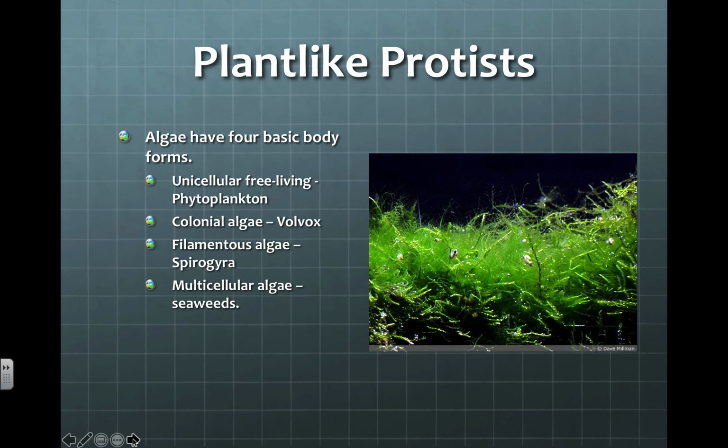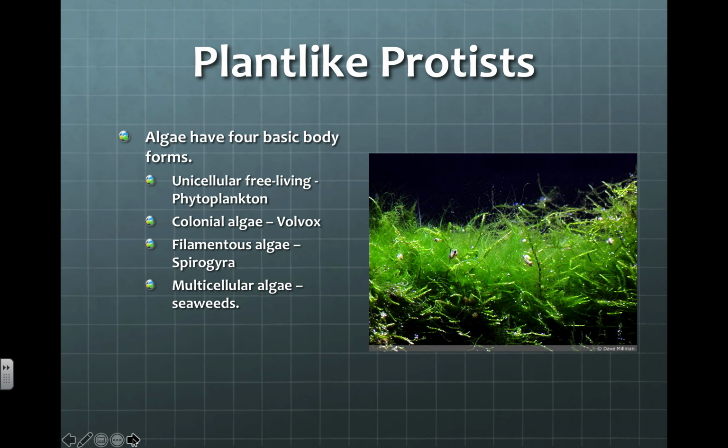Now, they have some basic body forms. There's 4 of them. First of all, they can be unicellular. The unicellular algae are free living, which means they're not parasitic, and they make up phytoplankton. Plankton overall is a word for a group of organisms. If it is algae and carrying out photosynthesis, it's in the group called phytoplankton. If it's little critters and animals and other protists, then it's called zooplankton.